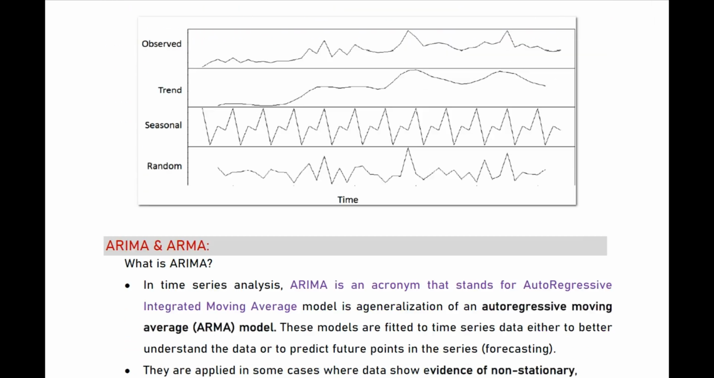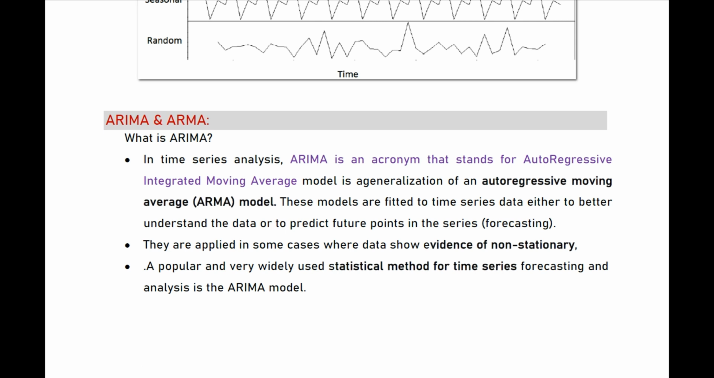They give an example for ARIMA. ARIMA stands for the auto regressive integrated moving average model. Sometimes the same thing is called the auto regressive moving average model, ARMA, when the integration is not included. So it is called ARIMA or ARMA.